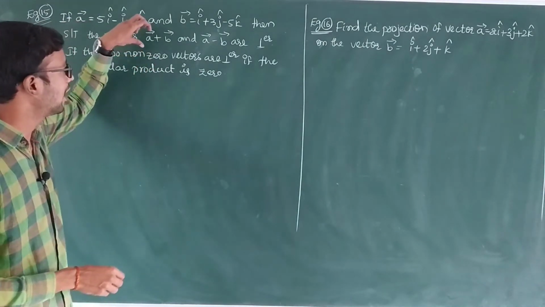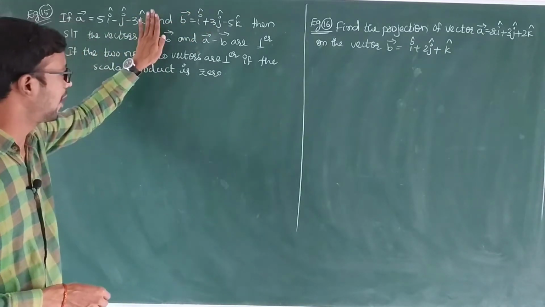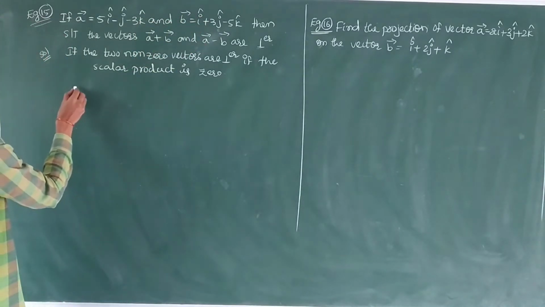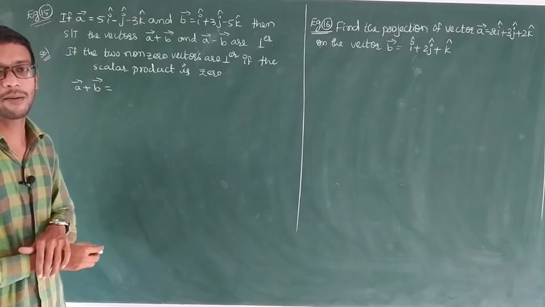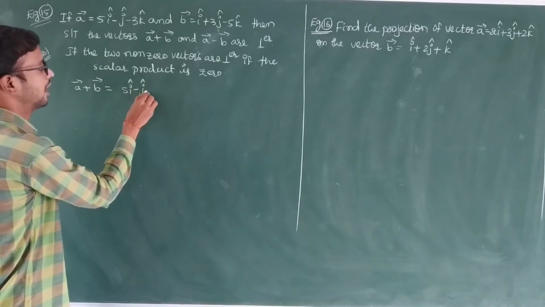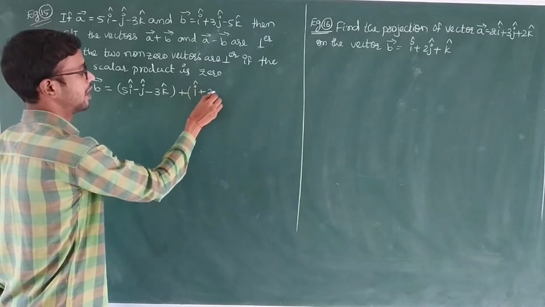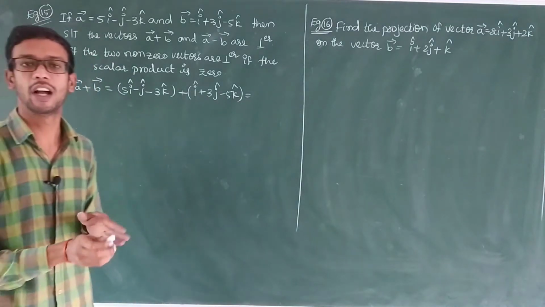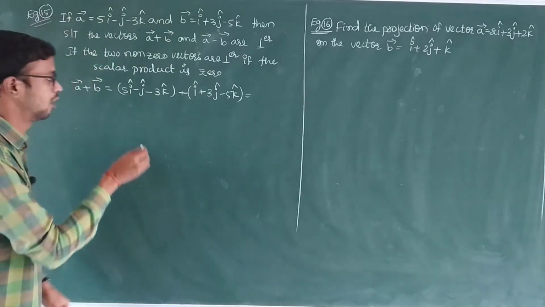Here vectors means what? A bar plus B bar is one vector, A bar minus B bar is another vector. So first I find this vector and the A bar minus B bar vector. First I find the A bar plus B bar vector. So what will we get for A bar plus B bar? Addition you have to make: 5I cap minus J cap minus 3K cap plus I cap plus 3J cap minus 5K cap. How will we do the addition? Corresponding components, addition you have to make.